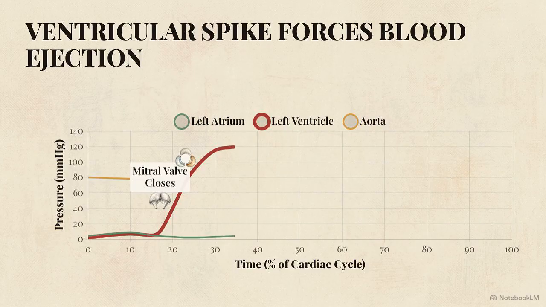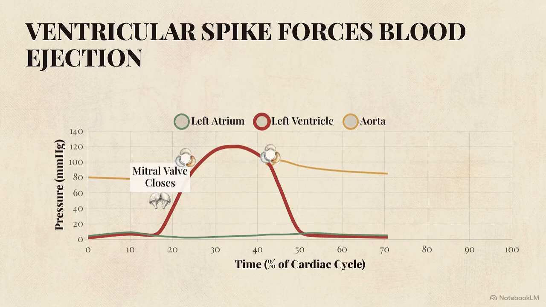That differential physically forces the aortic semilunar valve open, ejecting blood out of the heart. During relaxation, or ventricular diastole, the red line drops. Once ventricular pressure falls below aortic pressure, the blood in the aorta tries to drain back in. It catches the pockets of the semilunar valve and snaps it shut.